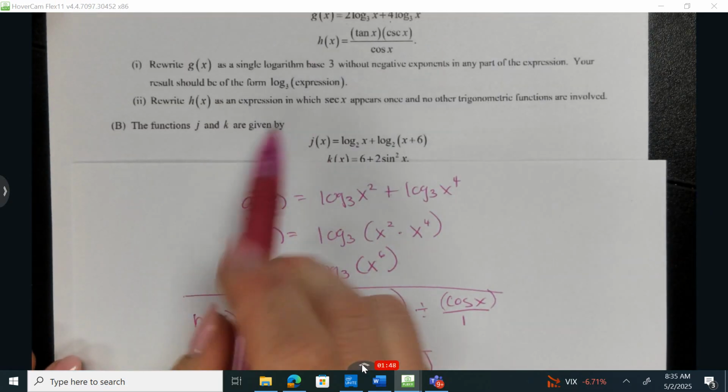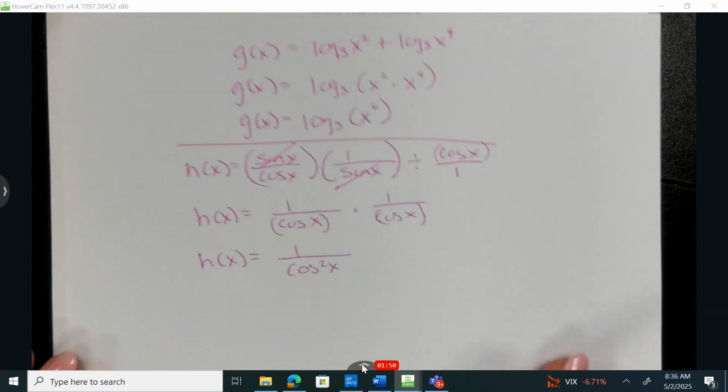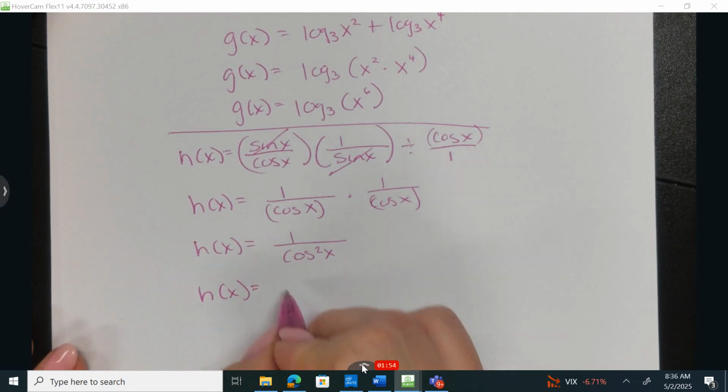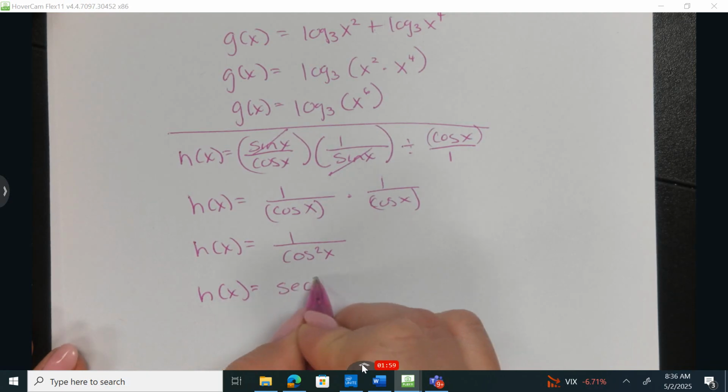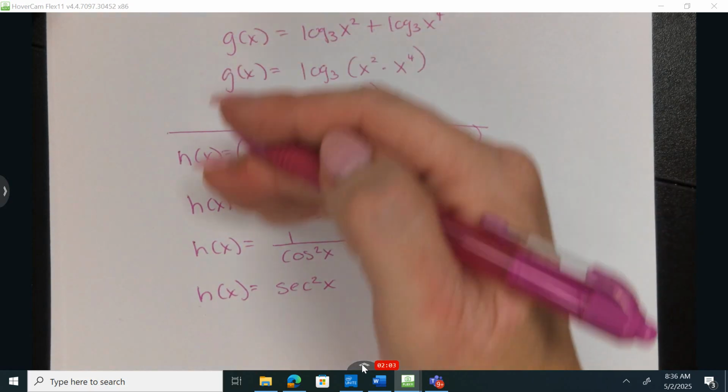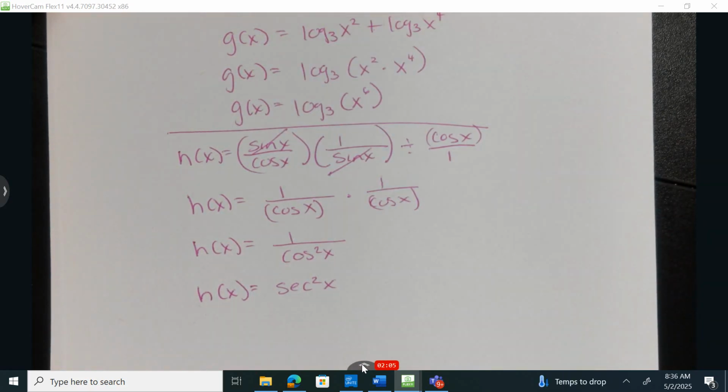Remember, we're supposed to rewrite this expression in which only secant occurs. Now I know that cosine and secant are reciprocals of one another, so I can rewrite this equivalent form as secant squared x. Again, make sure not to circle your result. We want the AP reader to see our work and understand.